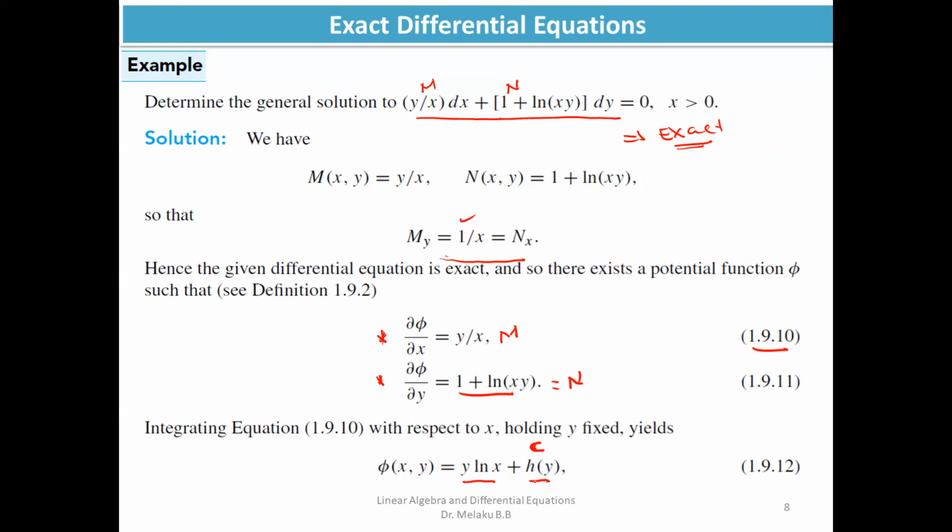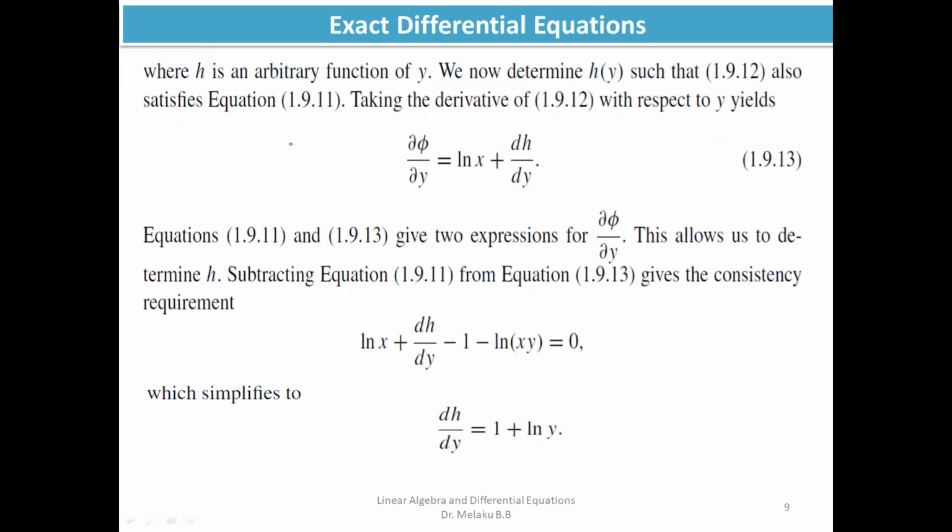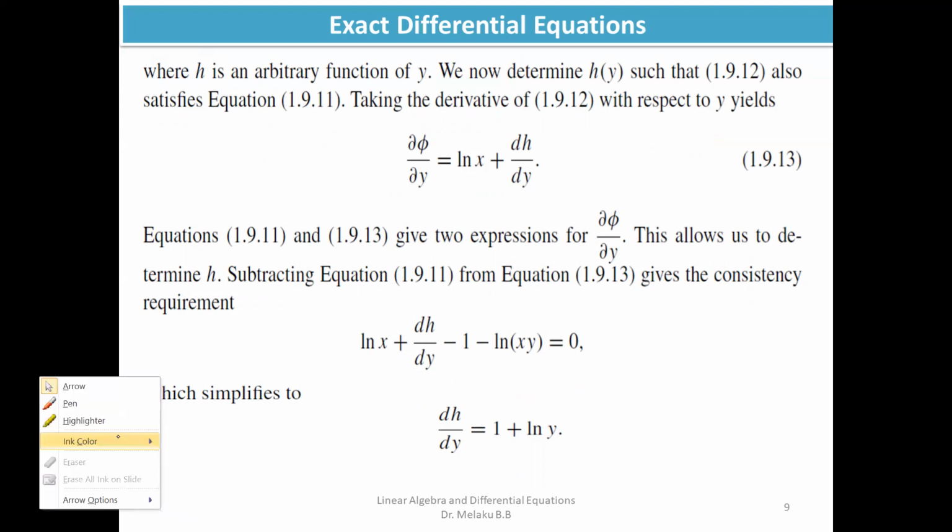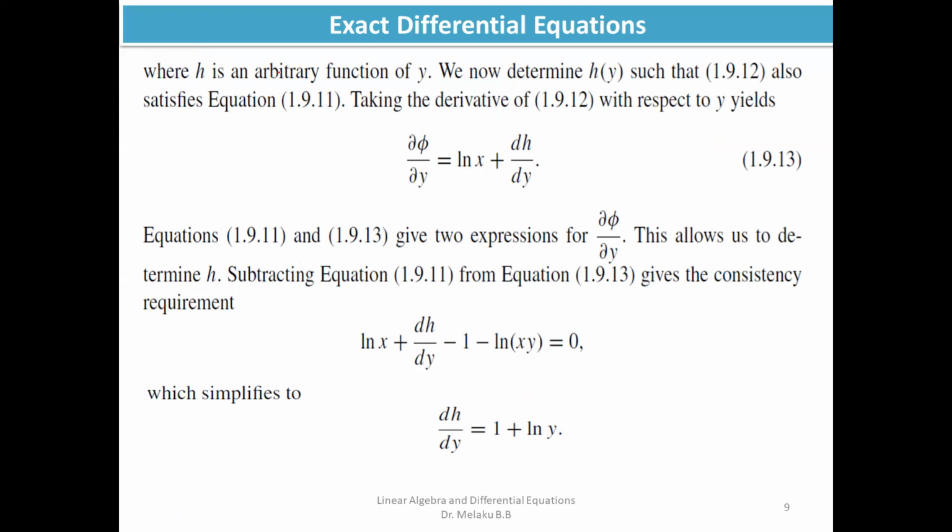That's great. So similarly, we differentiate phi with respect to y, this partial of phi with respect to y, and we have to equate it with this. Upon differentiating this phi with respect to y and equating with equation 1.9.11, we find a certain differential equation like this. You can see it here. Here h is an arbitrary function of y, which was treated as constant.